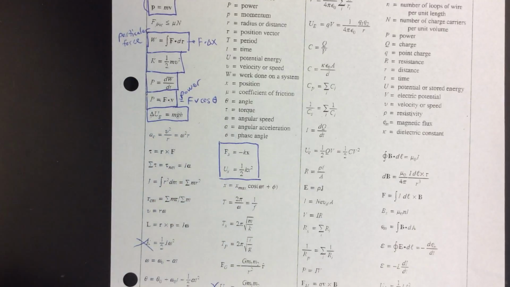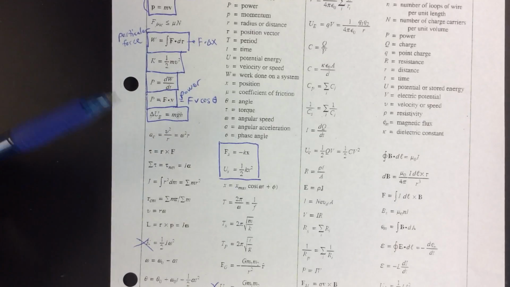How many watts are in a megawatt? 1 million. Jinx.